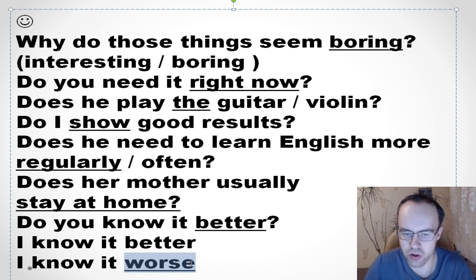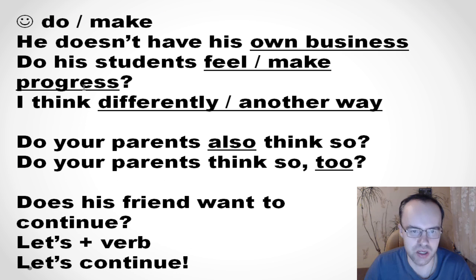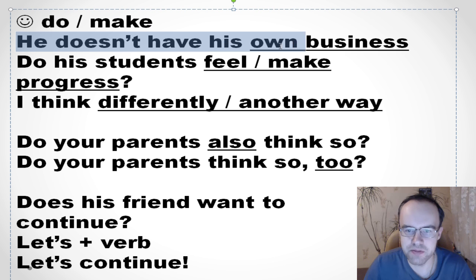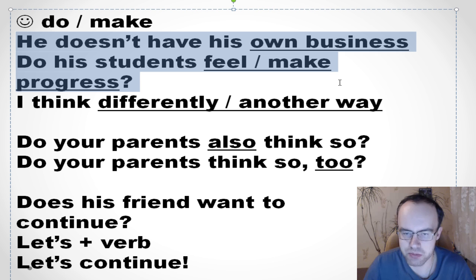It's the opposite word. I know it better or I know it worse. Okay, do and make. Yeah, I would say, for example, do homework, do housework, but make money, make progress. Look, he doesn't have his own business, or we can say he doesn't do business. Do his students feel progress, or do his students make progress? So we say do business, but make progress, make money.